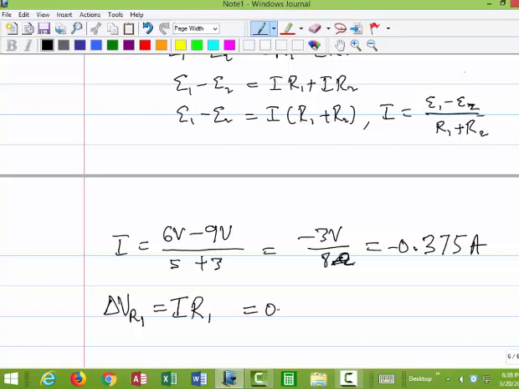So this is 0.375 multiplied by 5. So what is the potential drop across R1? Negative 1.875 volts. And then the potential drop across R2 is I times R2, which is going to be equal to what?